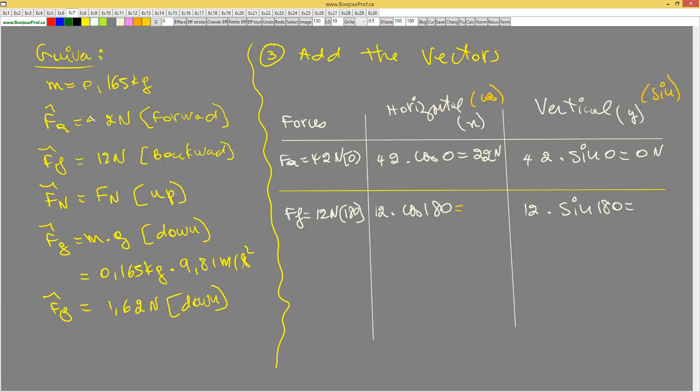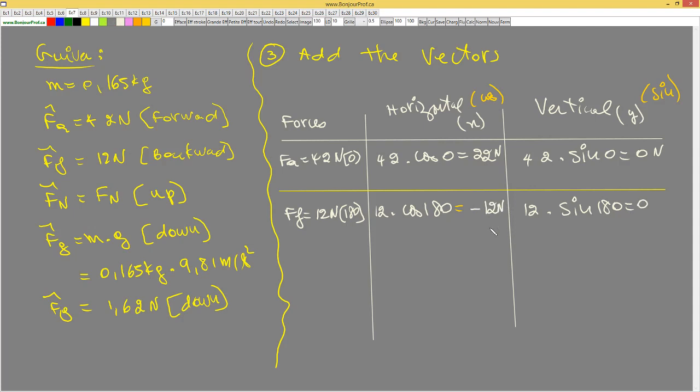So horizontal is always cosine, and vertical is always sine. But when you are using the standard position, you have to use the standard position. Otherwise, you can't use cosine and sine. Standard position. Okay. So if you find this one, you're going to find minus 12, and this one will be 0 again.